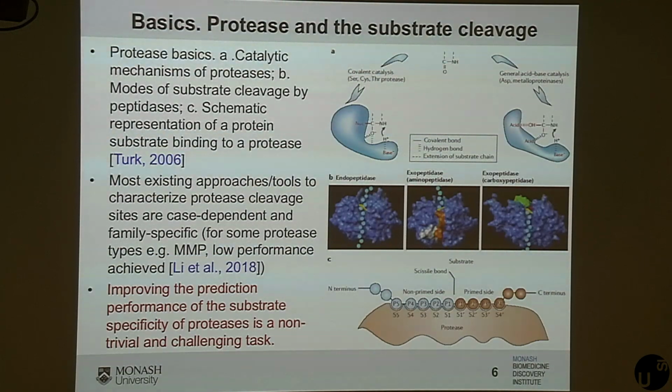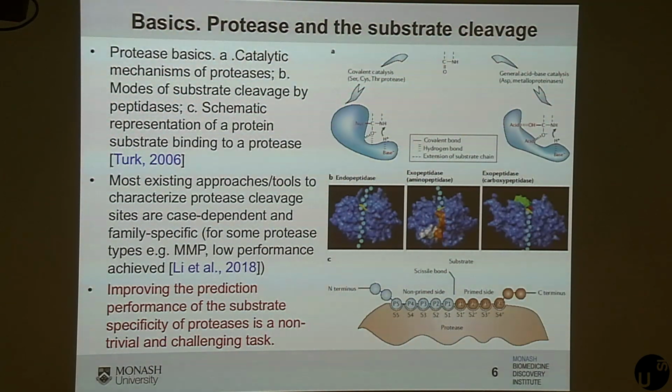In the exopeptidases, the substrate can only approach the active site of the protease from one side. It cannot be fully accommodated. So to better define the substrate cleavage or biological specificity of the protease types, in the literature there is a classical nomenclature. In this nomenclature, the substrate cleavage site is between the P1 site and P1 prime site on the substrate side.